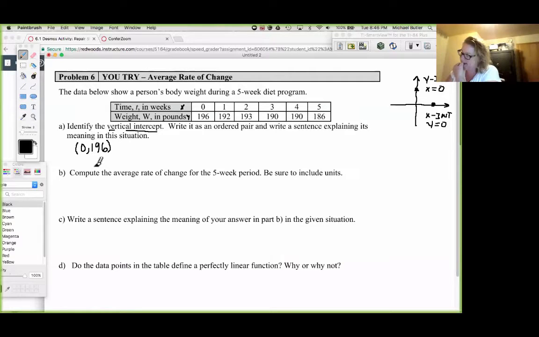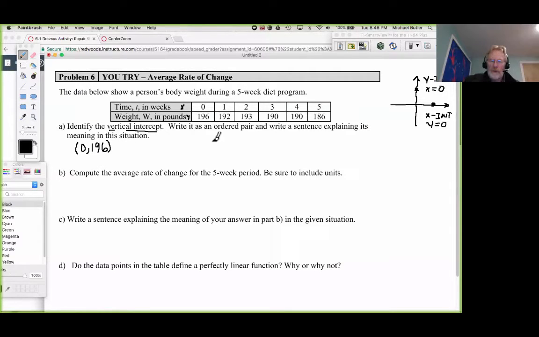Okay, all right, so we wrote the ordered pair, and then they want a sentence explaining the meaning of the situation. So what that means is at time 0, when they first started this diet, right? At time 0, or I think it's week 0, the weight is 196.